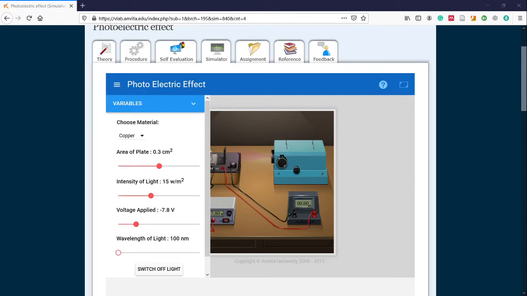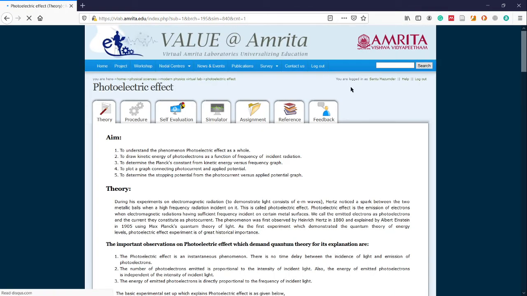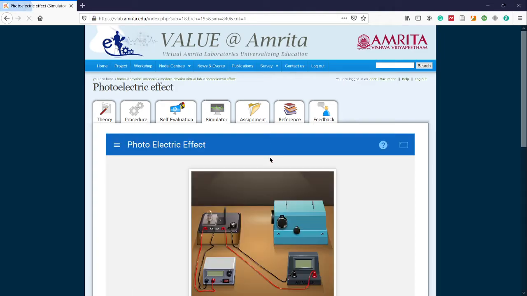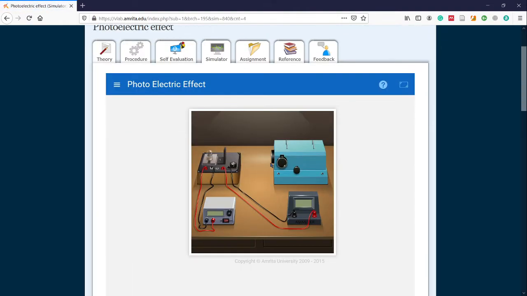Today we are going to demonstrate the photoelectric effect experiment. In this experiment, we will show how to take the measurements of the photocurrent. So let's start with the theory. Using the virtual lab, we will simulate the photoelectric effect experiment and go for the photocurrent measurement, and we'll find the threshold voltage for which the photoelectric effect will stop.